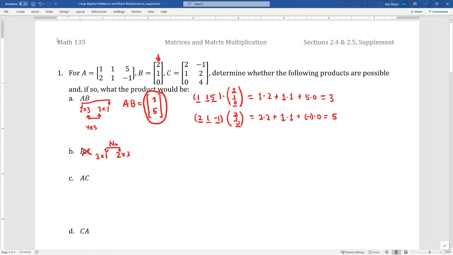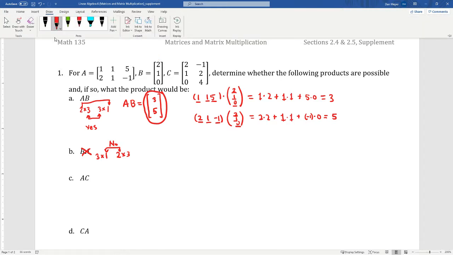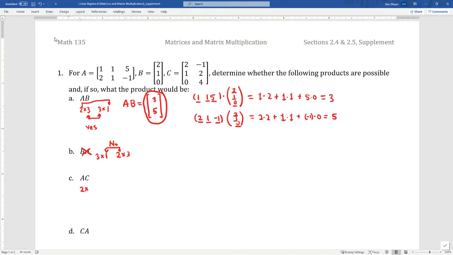All right, if we want to look at part C, looking at A times C, again, start with their dimensions. A has 2 rows and 3 columns, so it's a 2 by 3 matrix, whereas C has 3 rows and 2 columns, so C is a 3 by 2 matrix. The middle numbers match, so we can do A times C. And when we do A times C, the result is going to be a 2 by 2 matrix.